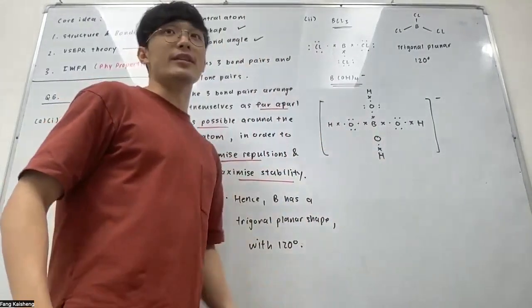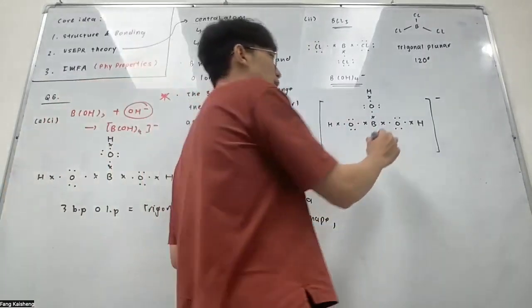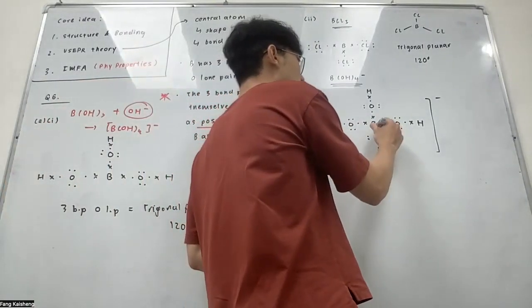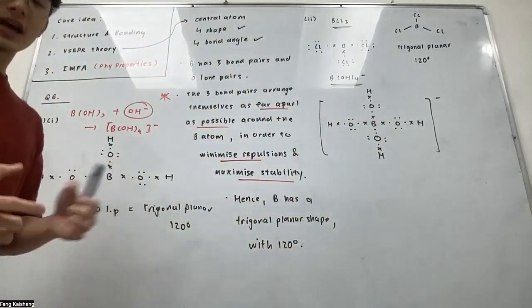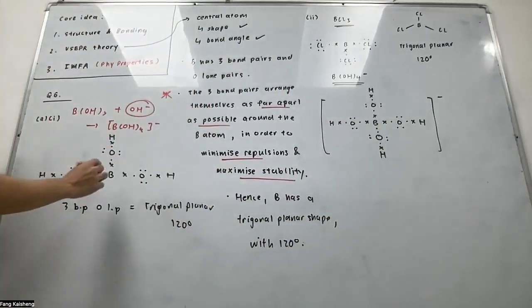How do you bond with boron then? Okay, dative bond. Dative bond here: 1, 2, 3, 4, 5, 6, then a 7th electron. That's how it's done. Why is there a dative bond? Because I hope you all realize over here, right?